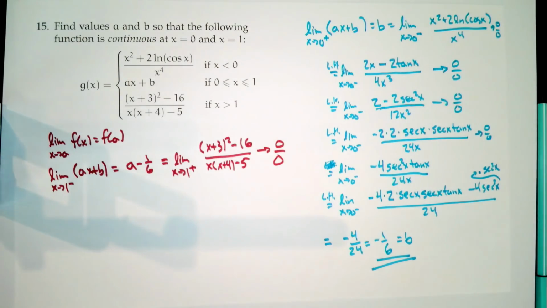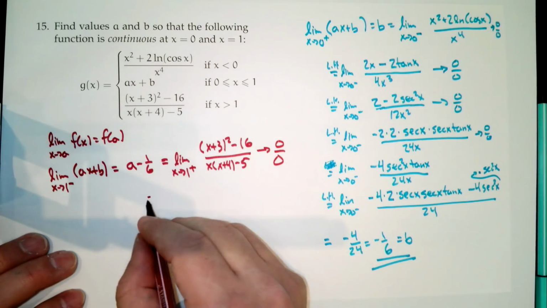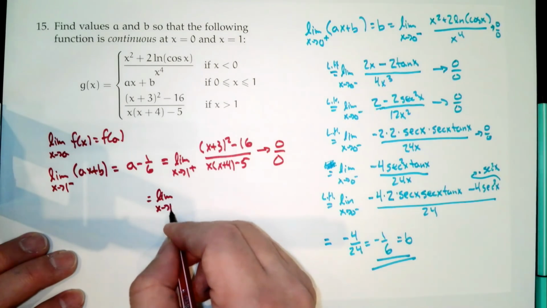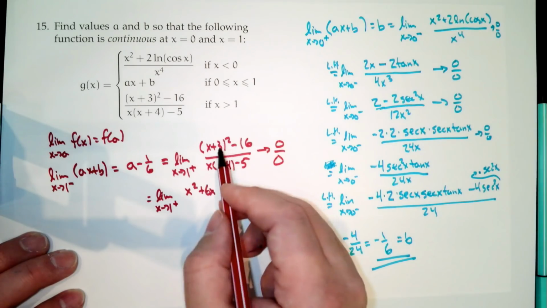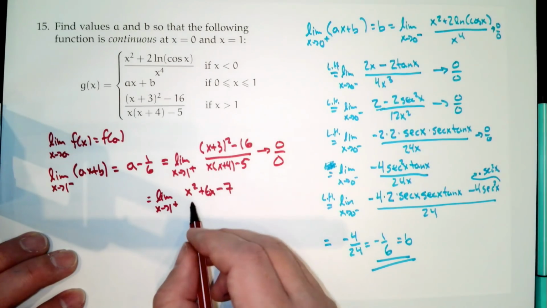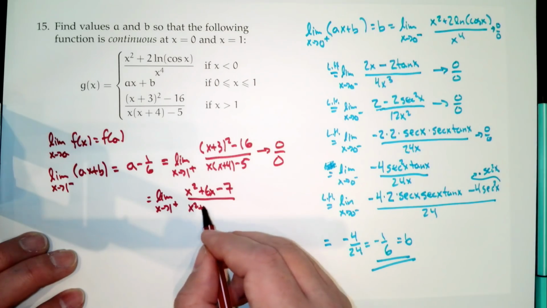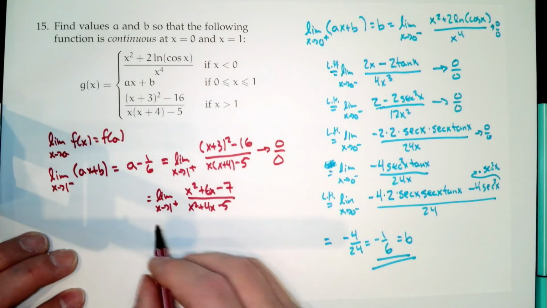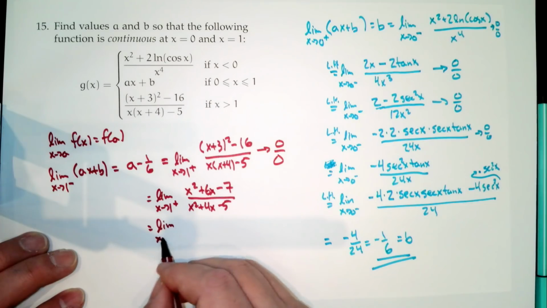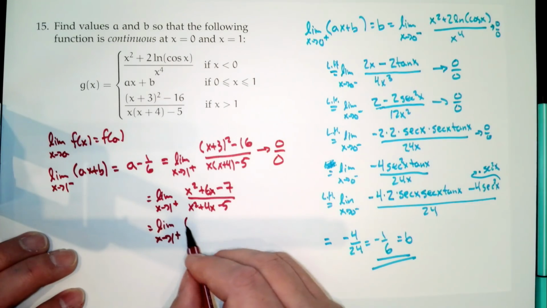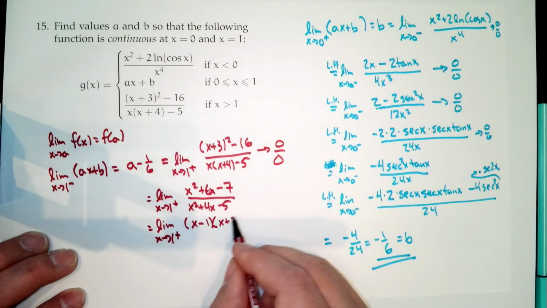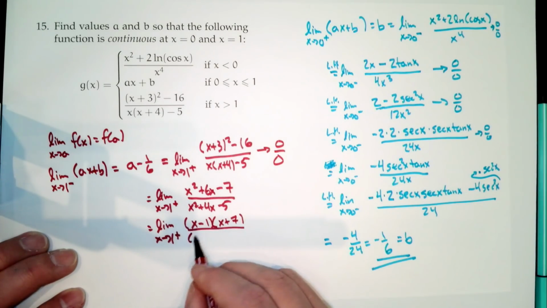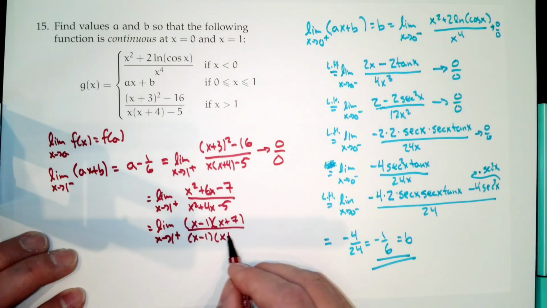Maybe I'll show you how to do it without doing L'Hopital, just because it's a good walk down memory lane. I know, I feel the same way. Upstairs, x squared plus 6x plus 9 minus 16 is minus 7. Downstairs, it's x squared plus 4x minus 5. But really, if you stare at this for not very long, you say, wait a second, that's x minus 1 times x plus 7 over x minus 1 times x plus 5.